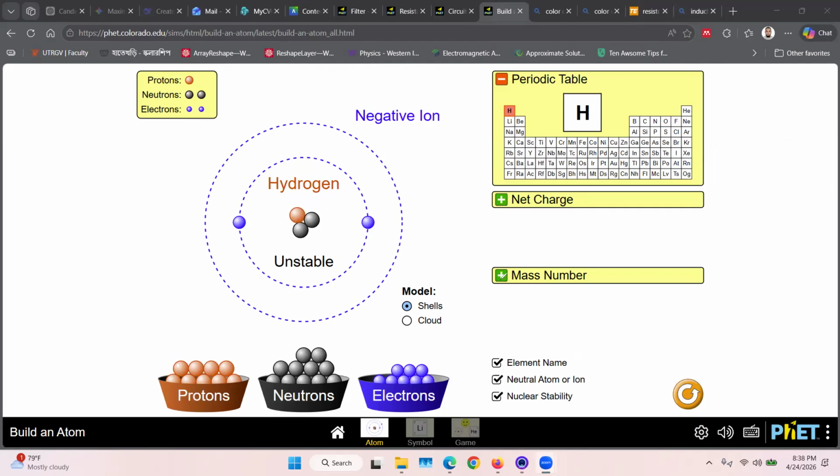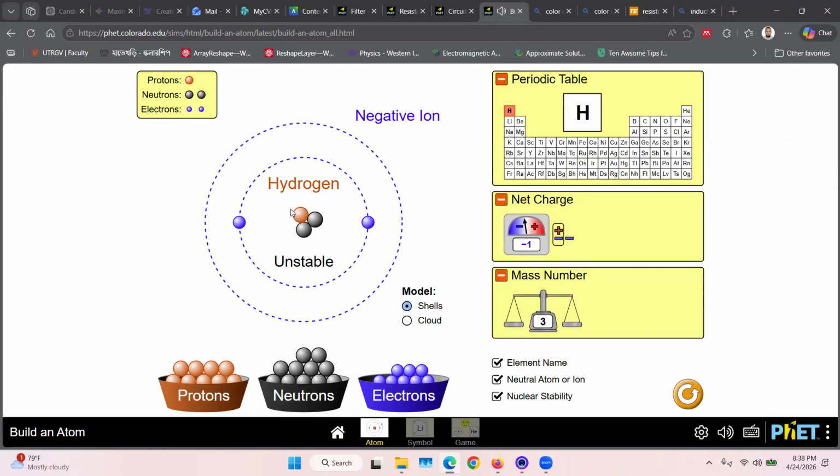And the atomic number is the number of... let me see. The net charge is positive or negative because there are 2 electrons more than protons. Proton is positively charged, electron is negatively charged. And here there are 2 electrons, but inside there is only 1 proton. So that's why it doesn't balance. Proton and electron numbers are supposed to balance. That's why it is not a neutral atom.